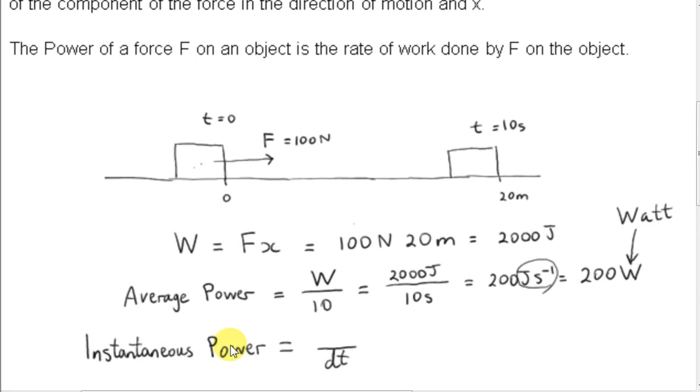We're looking for instantaneous power here, so instead of the change in the distance, we consider the change in the work done, dW. So this is the power of a force F on an object at an instant, and we can see it's the derivative of the work done with respect to time. So we can replace W with F times x.